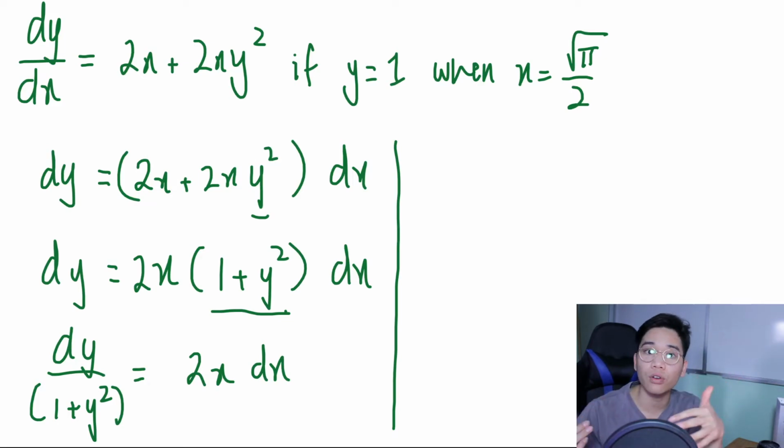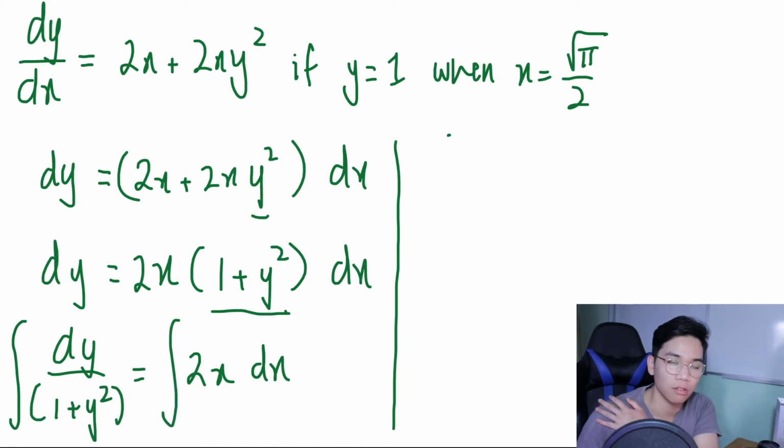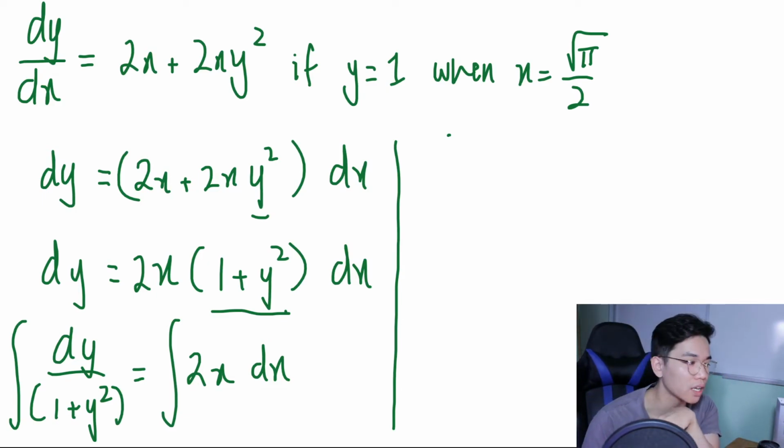If I now integrate both sides, I can actually just throw the integration signs on here, right? So on the left-hand side, you're integrating some function, 1 over 1 plus y squared, with respect to y, dy. And on the right-hand side, you're just integrating 2x with respect to x. And I think that is something we're all quite familiar with at this point.